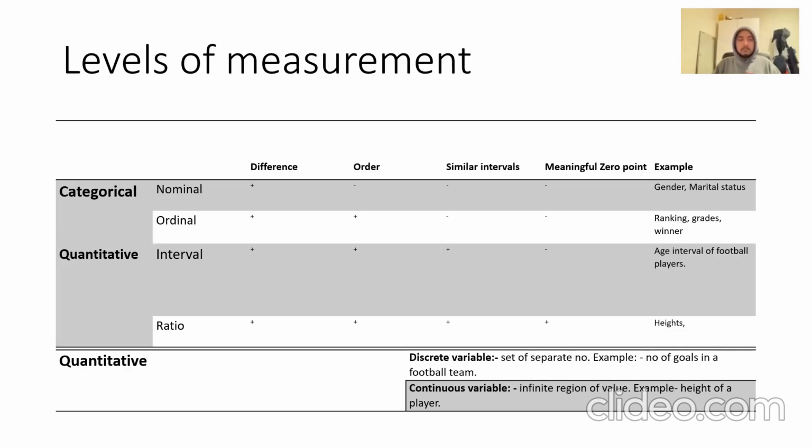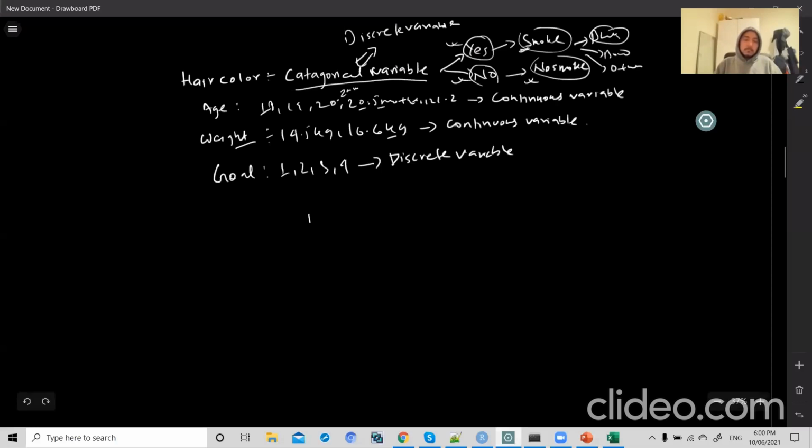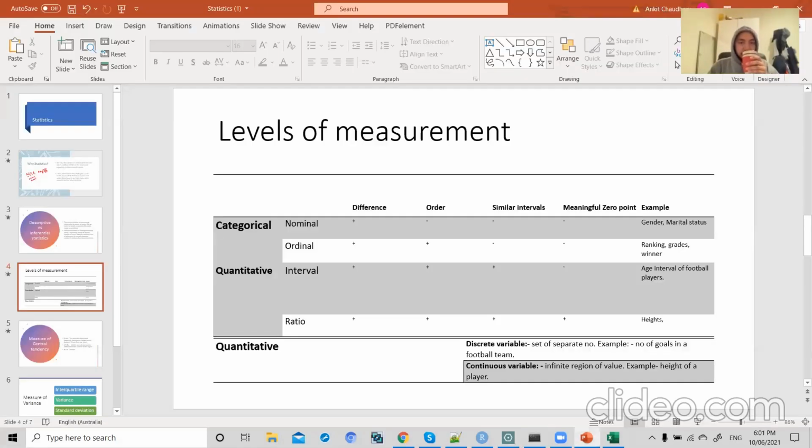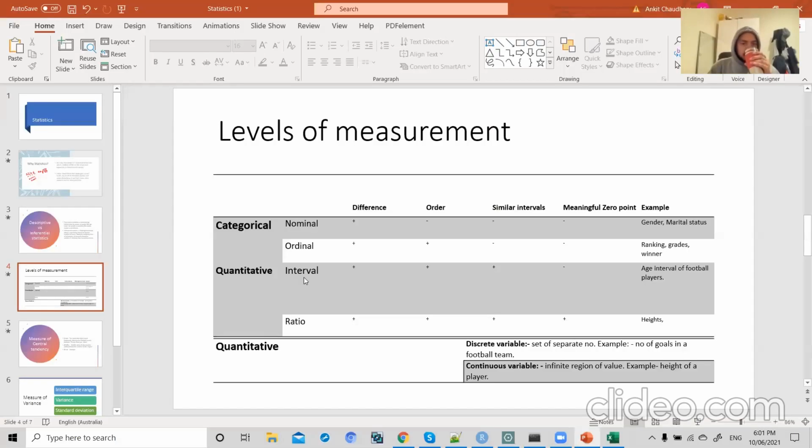So here is the interval of football players, so that will become your interval category. For example, here we have age. If we make an interval of ages, it can be like 0 to 15 years, 15 to 20. So this will again be your interval category. Interval, quantitative, interval measurement. And then the ratio.